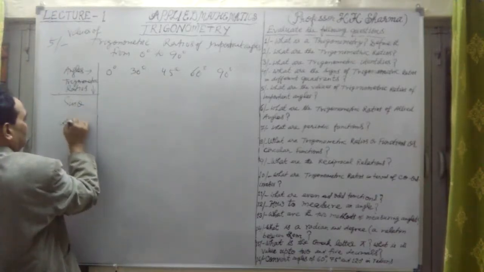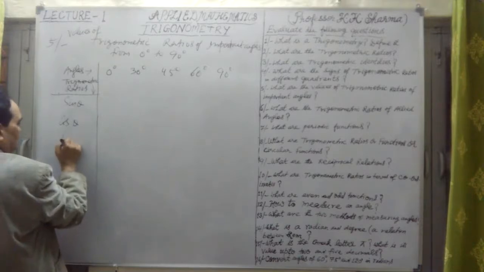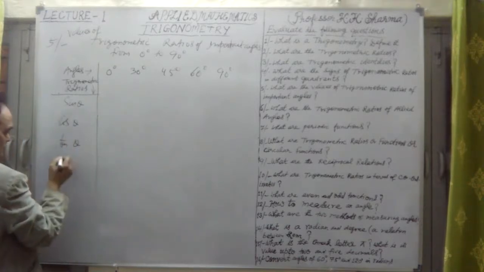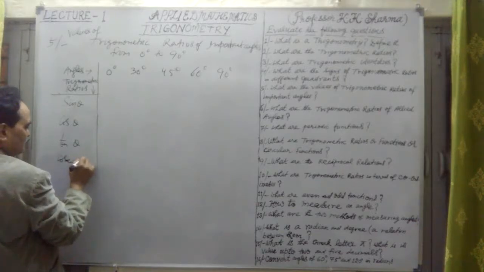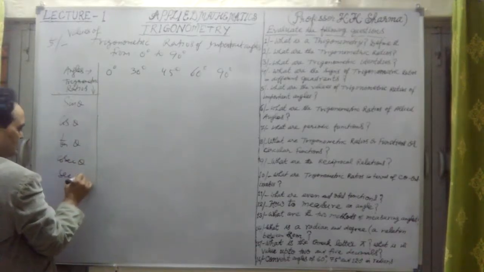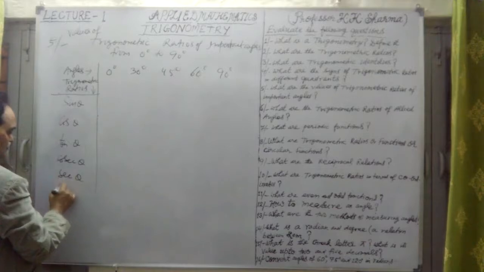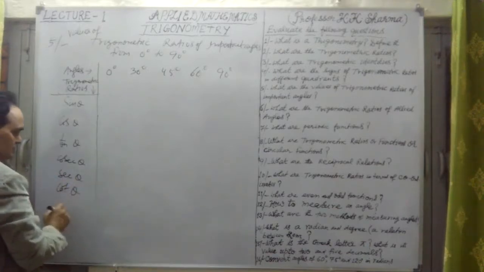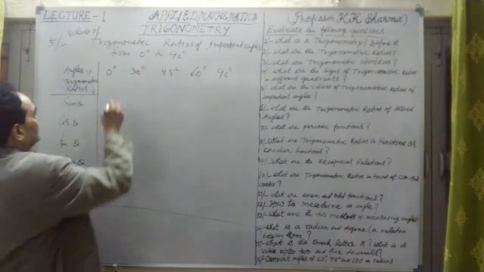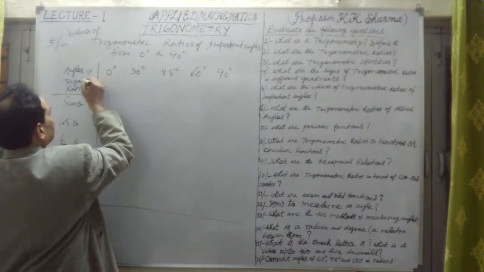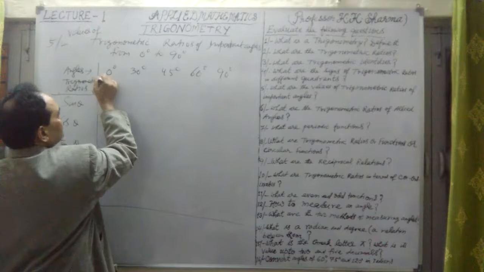Now this is cos theta, then tangent of theta, then cosec theta, then secant of angle theta, and cot theta. These are the six trigonometric ratios. What are the values of these? How do we remember them? That we talk about.